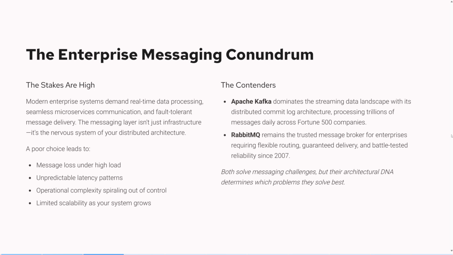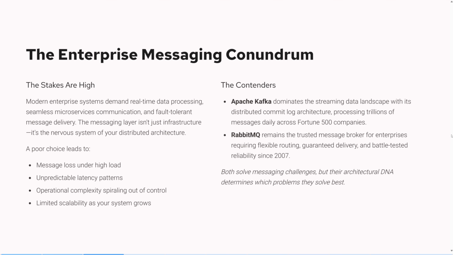Modern enterprise systems are complex and highly distributed. They demand real-time data processing, seamless communication between microservices, and fault-tolerant message delivery. In this context, the messaging layer is no longer just infrastructure sitting quietly in the background. It becomes the nervous system of your entire architecture. When this layer is poorly chosen, the consequences are severe. Messages can get lost when traffic spikes, latency becomes unpredictable, operational complexity grows out of control, and the system struggles to scale as the business grows.